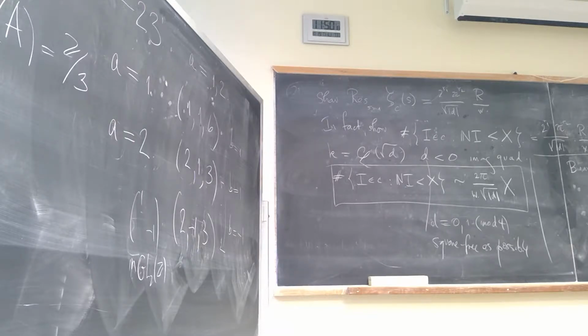So then you get this, and if you do GL2Z orbits, they correspond to the class group modulo inversion. And since in a group of order 3, you have 2 non-trivial classes which are inverses of each other, you get that.